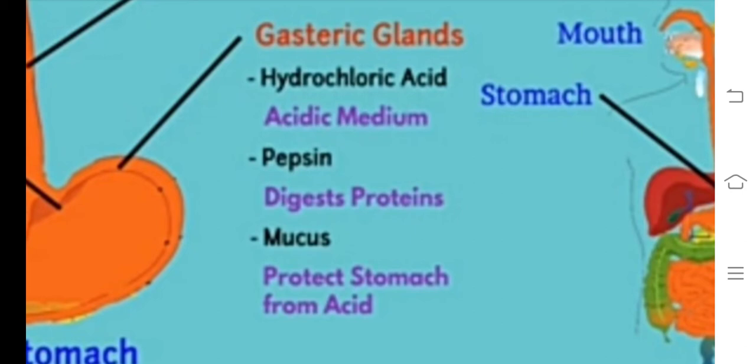What is the end product of carbohydrate, children? The end product of carbohydrate is glucose or sugar.